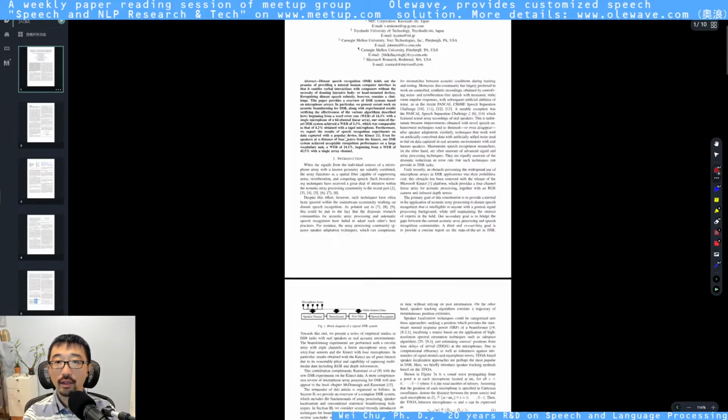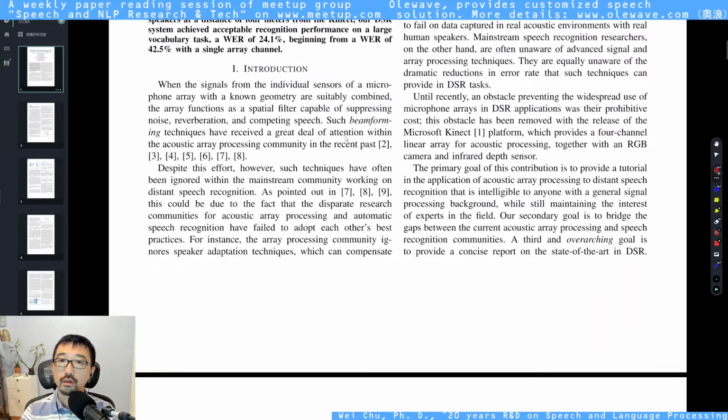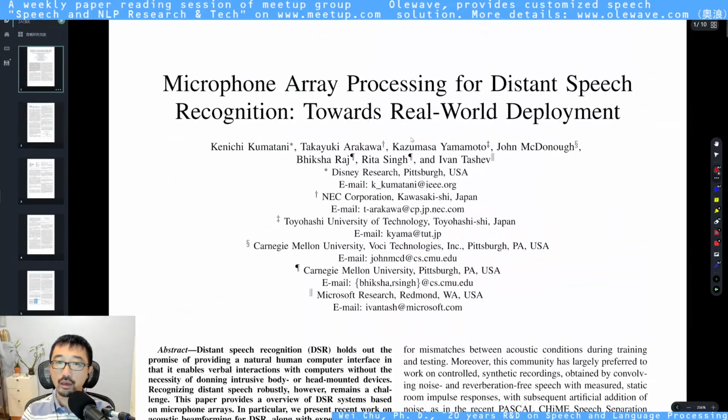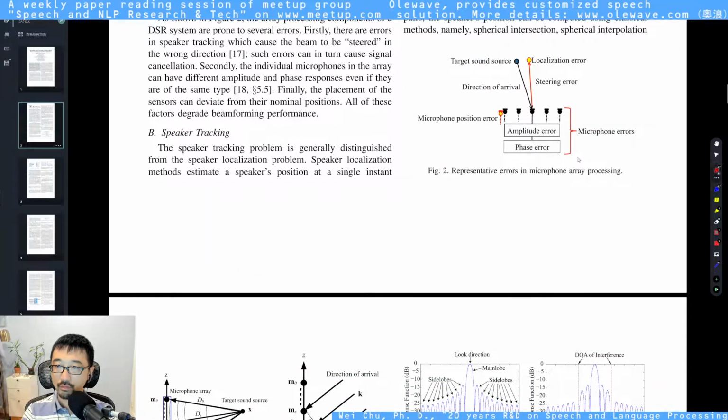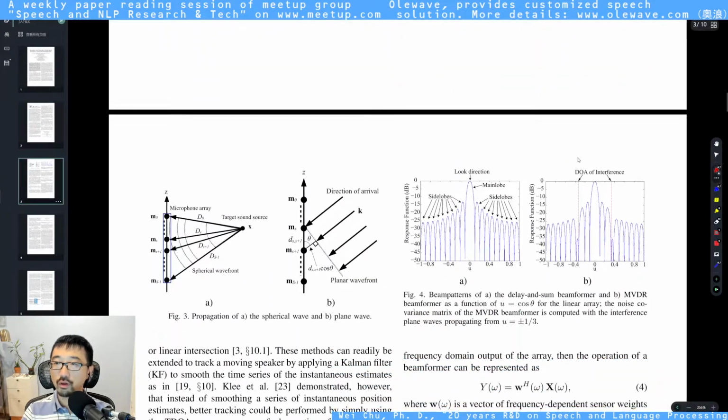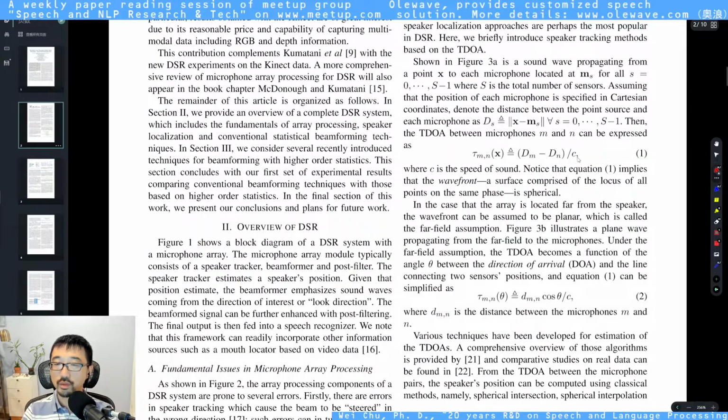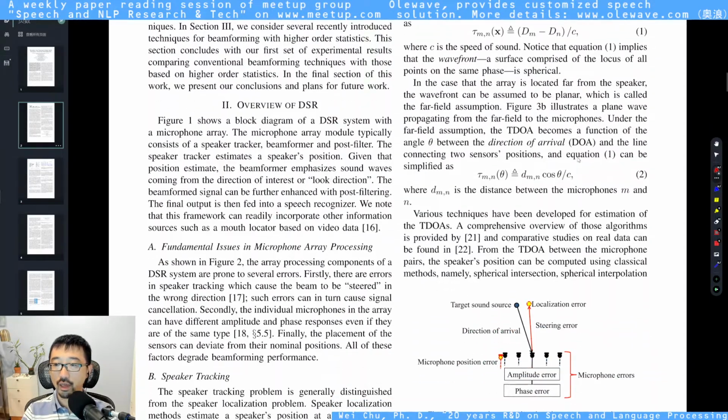And today, I think I will start from a very classical paper. Its name is Microphone Array Processing for Distant Speech Recognition by Dr. Kumatani and his colleagues. So first of all, let's take a look at the description of the scenario, okay?